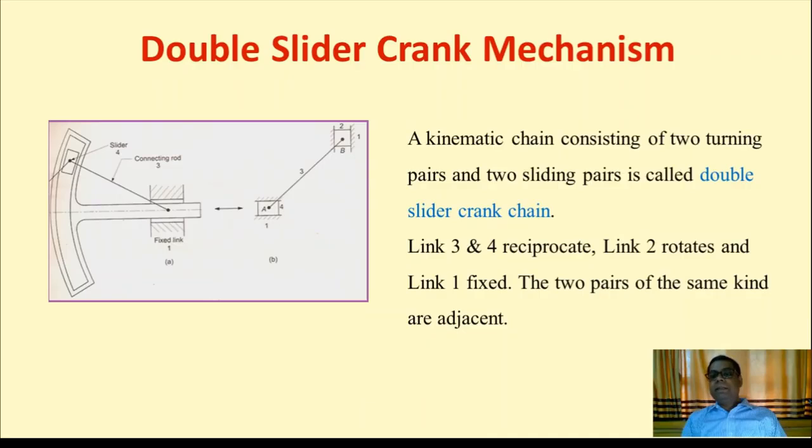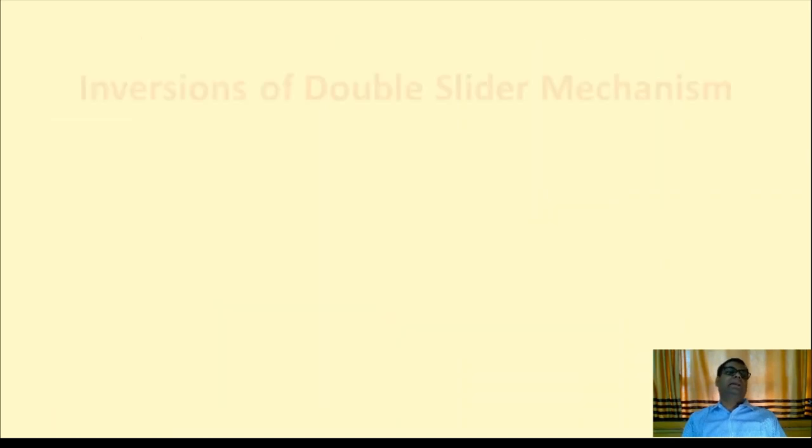So a kinematic chain consisting of 2 turning pairs and 2 sliding pairs is called a double slider crank chain. Links 3 and 4 reciprocate, link 2 rotates, and link 1 is fixed. These two pairs of the same kind are adjacent.